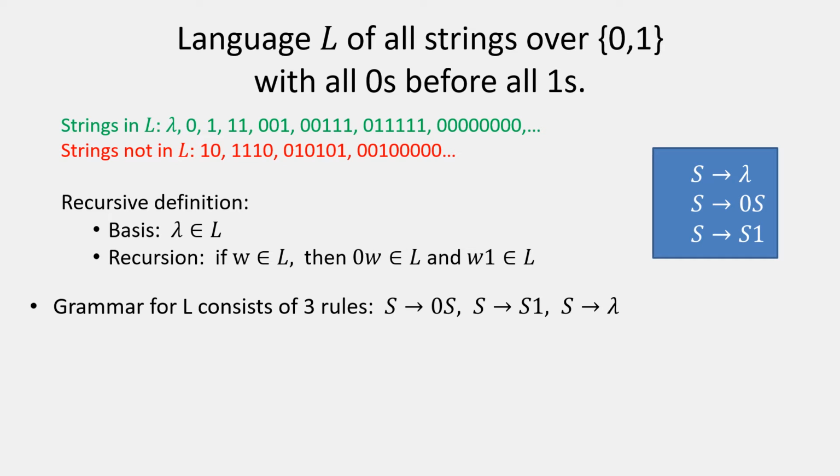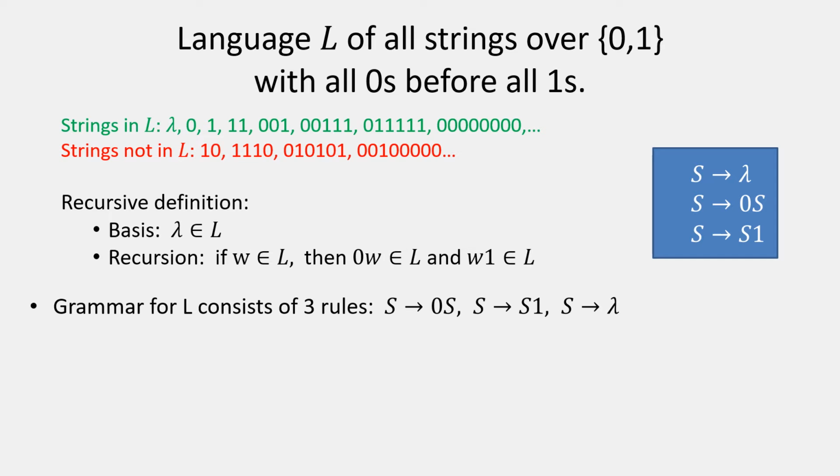So we will have 3 rules, and as you can see, they're pretty much exactly the rules that you had in your recursive definition. So one rule tells you that you could make your string to be an empty string.